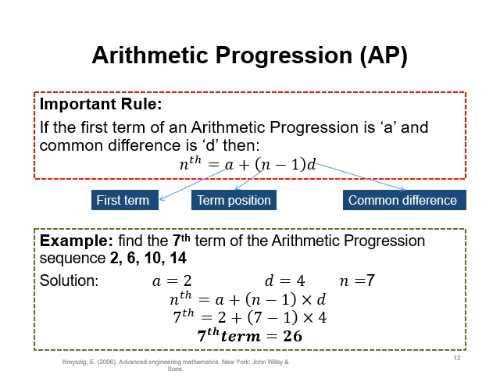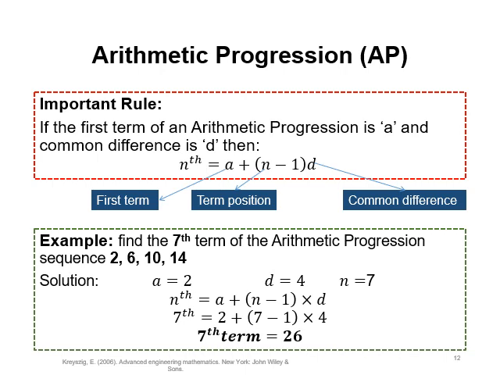And N is the number of items within this progression. Then we can say that the nth item, its value, equals A, which is the first item, plus N minus 1 times D. N is the item number or the item position, and D is the common difference. Let's apply it in an example.